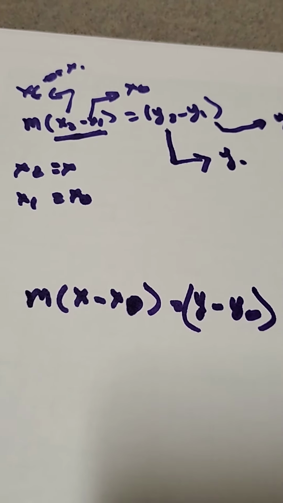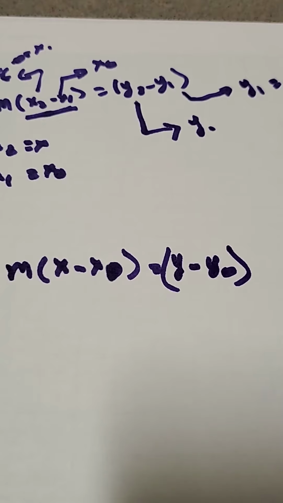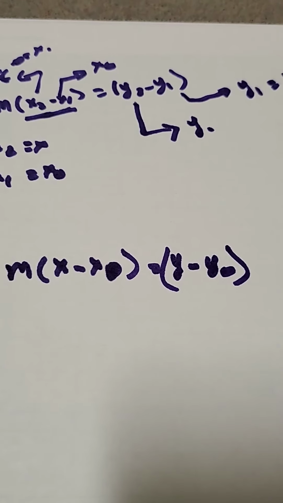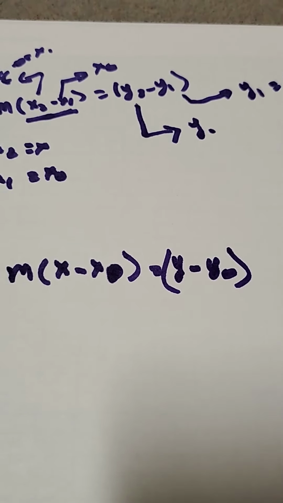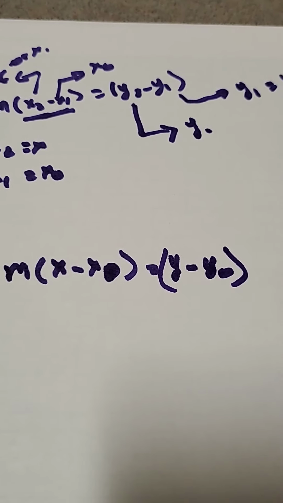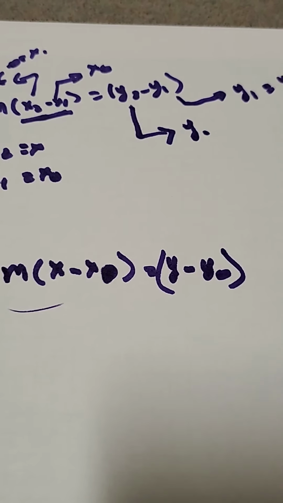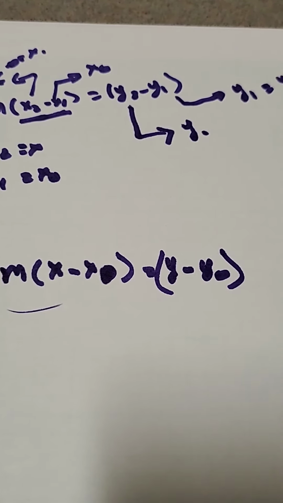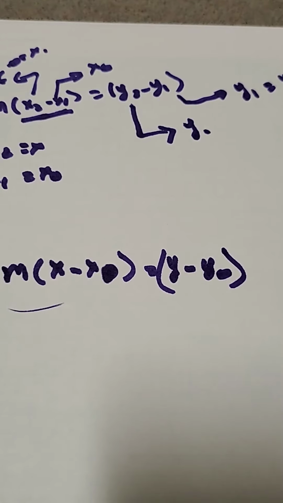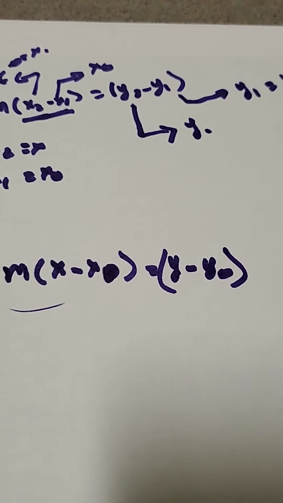From here we solve for y, and simplify this side down to get into standard form. Then we simplify the standard form to get into slope-intercept form to graph. I'll talk about what this means in the next video.